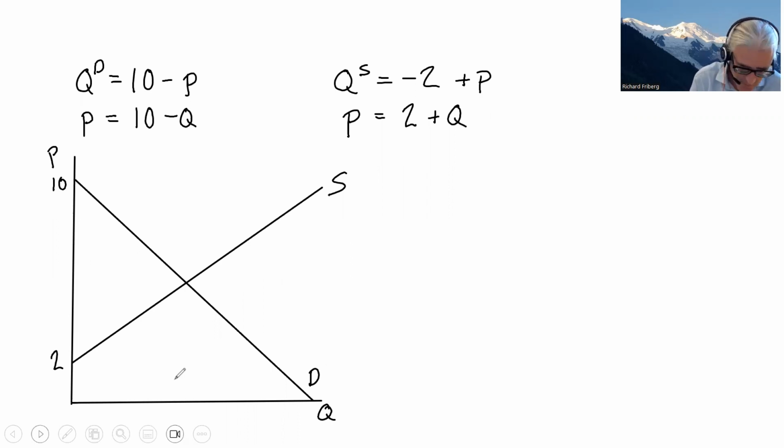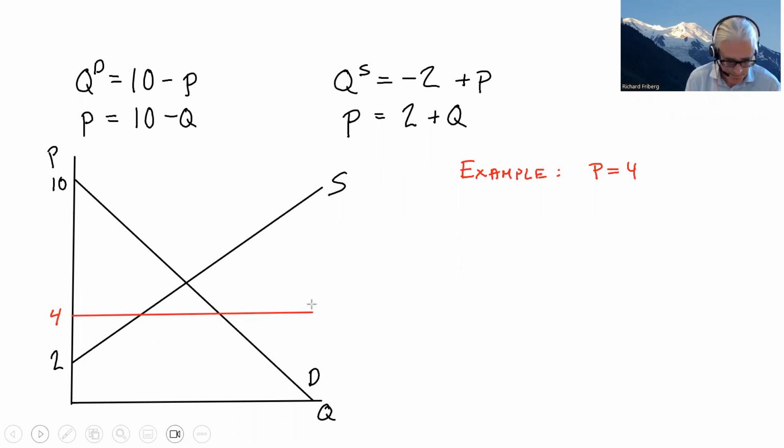So let's look at a, just as an example, this example, we're just pulling this from a hat, P equals 4. Okay, so what if the price for some reason were equal to 4? How would things look in this market? Okay, so we have price on the vertical axis. We'll look here, price of 4. We can see what would be happening here. Pull a price line like that.